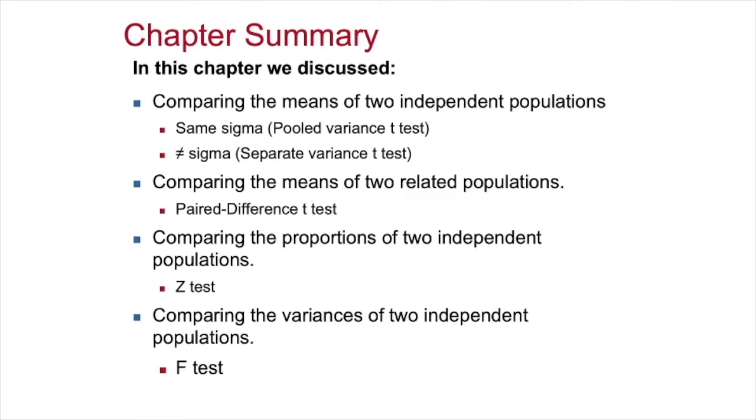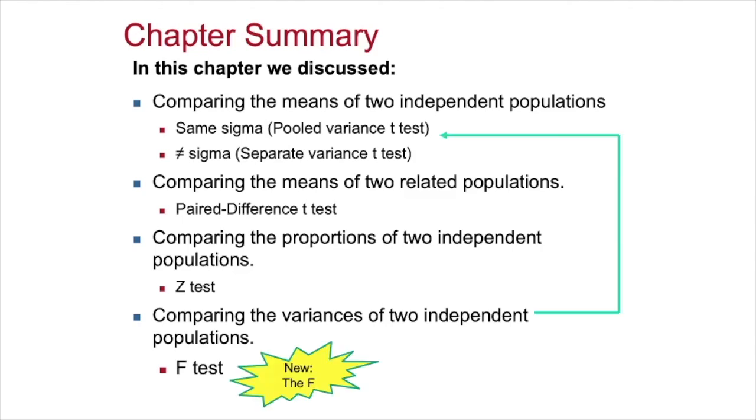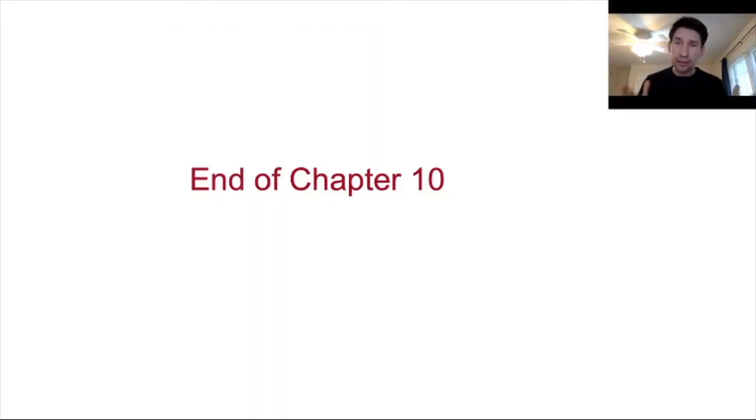And finally, we looped back and showed that using this F-test is how we are going to decide whether to use a pooled variance or a separate variance test when we test the means of two independent populations. And that concludes Chapter 10 about hypothesis tests with two different samples.